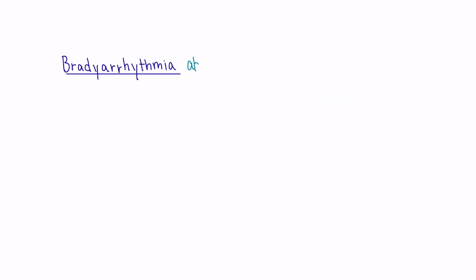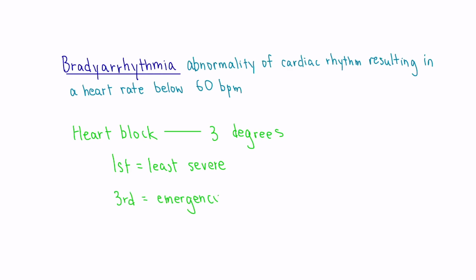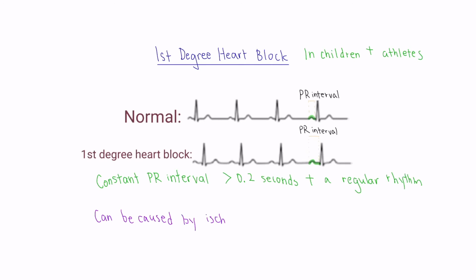A bradyarrhythmia is an abnormality of cardiac rhythm resulting in a heart rate below 60 beats per minute. The main bradyarrhythmia we'll be focusing on is heart block, of which there are 3 degrees, with the first degree being the least severe and the third degree being an emergency situation. First degree heart block is seen in children and athletes and is characterized by a constant PR interval above 0.2 seconds and a regular rhythm. However, it should not always be dismissed, as this arrhythmia can be caused by ischemic heart disease and conduction system disease.